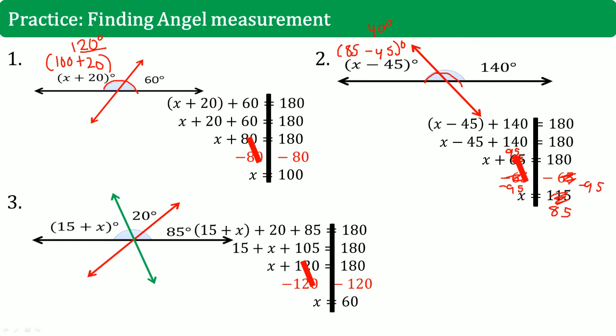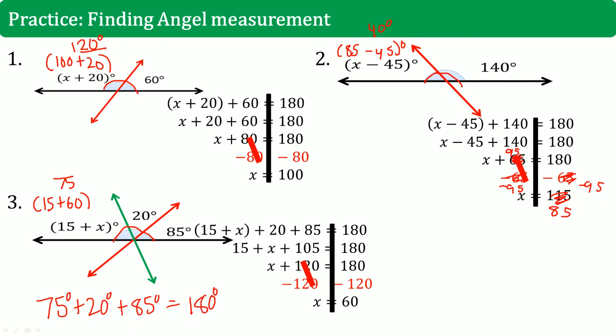I get x equals 60. Let's see if that makes sense. 15 plus 60 should be equal to 75. Now let's add this. 75 plus 20 plus 85. Let's make sure that adds up. Yep, that is correct. 75 plus 20 degrees plus 85 degrees does become 180 degrees.